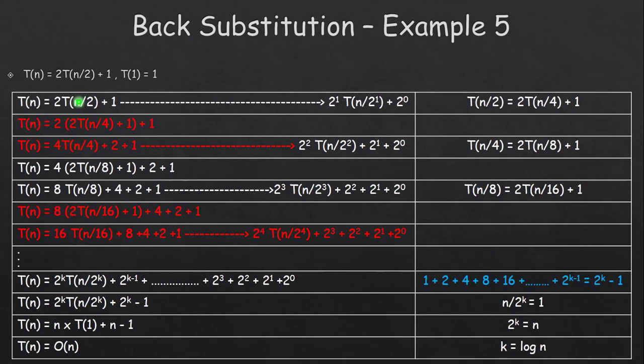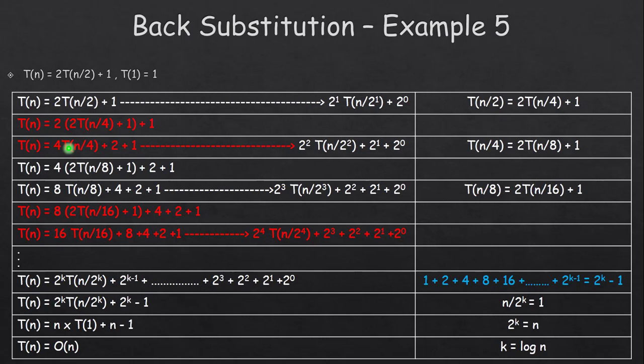Example 5: T of n equal to 2T of n by 2 plus 1. And the base condition is T of 1 equal to 1. So I am writing this equation. I am finding T of n by 2. How to find T of n by 2? By substituting n by 2 in place of n in the given equation. T of n by 2 equal to 2T of n by 4 plus 1. So I am substituting it back. T of n equal to 2, in place of T of n by 2 I am writing 2T of n by 4 plus 1, plus 1. So I am multiplying it. T of n equal to 4T of n by 4 plus 2 plus 1.